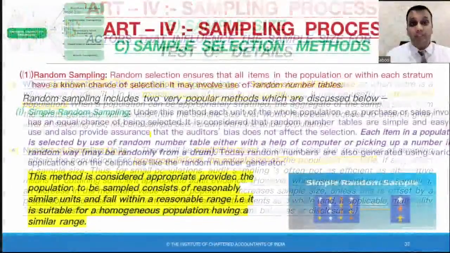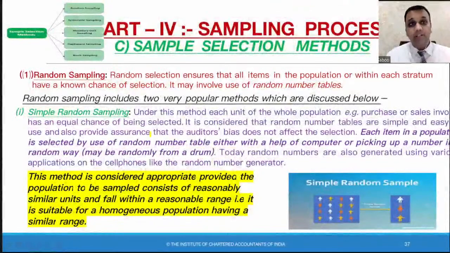sample selection methods. Before we proceed to the next part, let's take a break of 10 minutes. We'll be back at 7:40 and we'll do the sample selection methods.